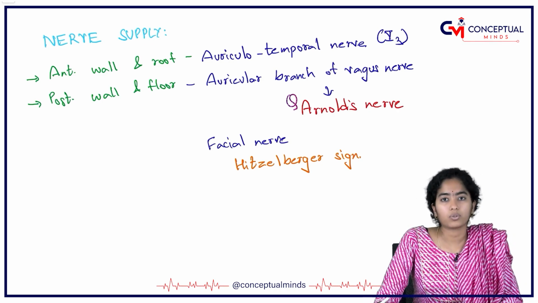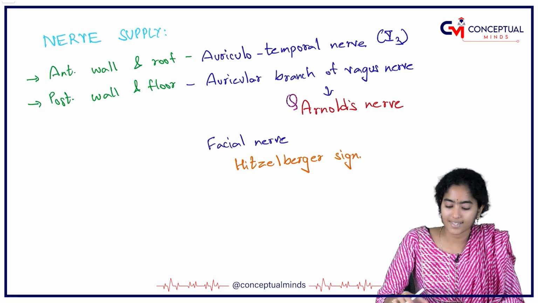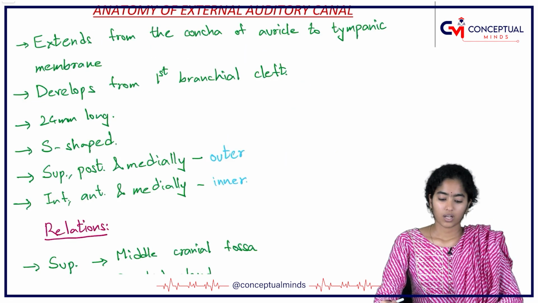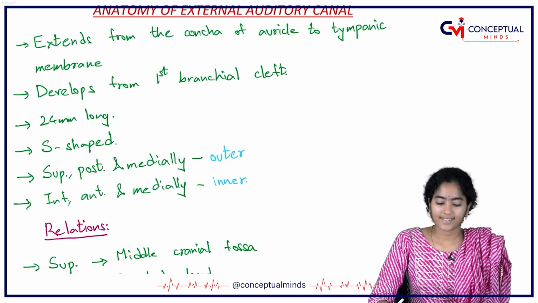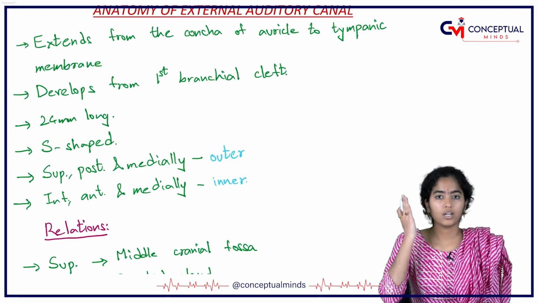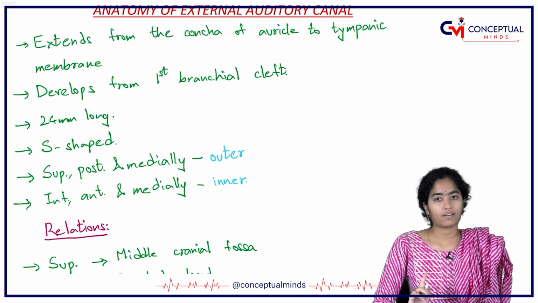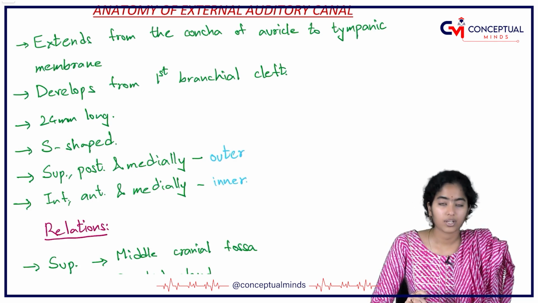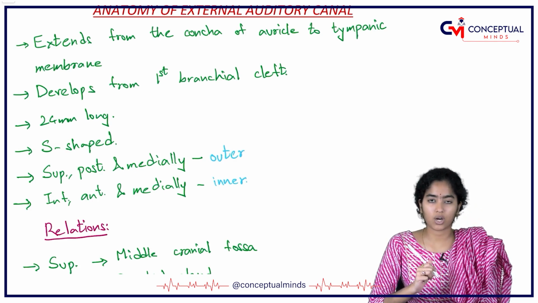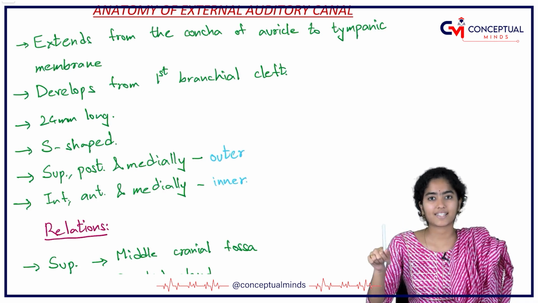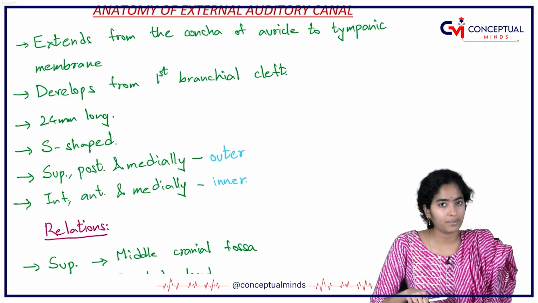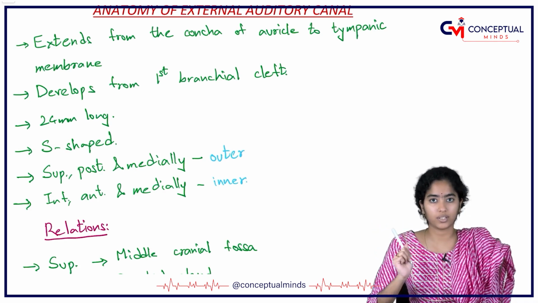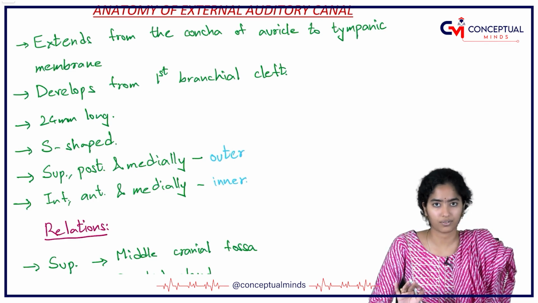So this is all about the anatomy of the external auditory canal. Let us very quickly revise everything. The external auditory canal extends from the concha of the auricle to the tympanic membrane. It develops from the first branchial cleft. It is 24 millimeters long and it is S-shaped. Now this 24 millimeters is measured from the posterior wall, and that is used for all references.